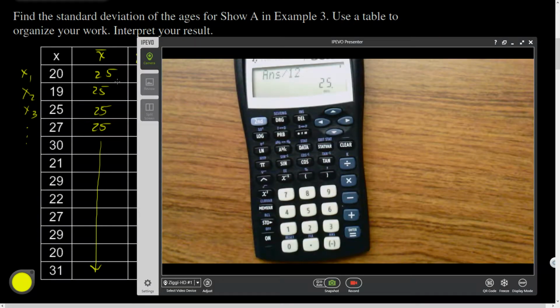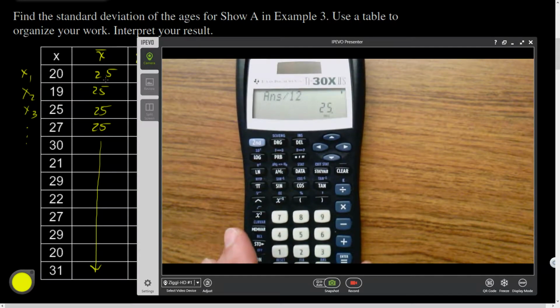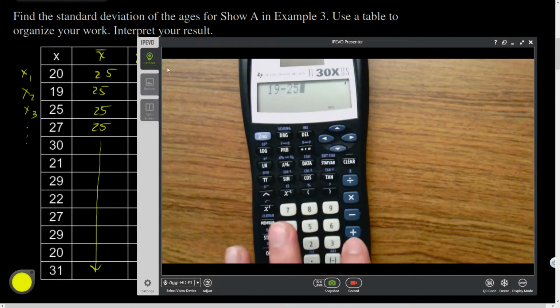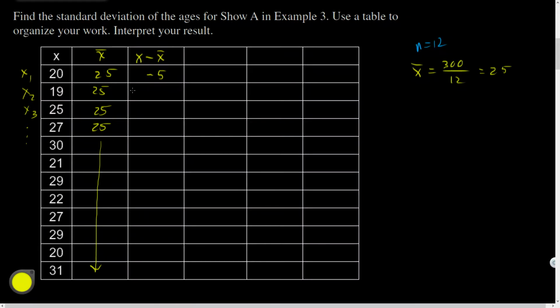So some of these you might be able to do in your head. If not, you could use your TI-30X2S. So for instance, let's do 19 minus 25, enter, -6. Guys, what do these subtract to be? All right, that's cool. Hey, here's a positive one. 30 minus 25 is going to be 5. 21 minus 25, -4. This will be +4. All right, catch up to me. 27 minus 25 is 2. All right, there we go.